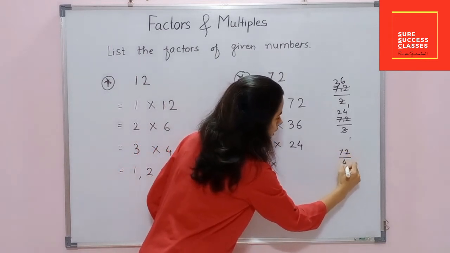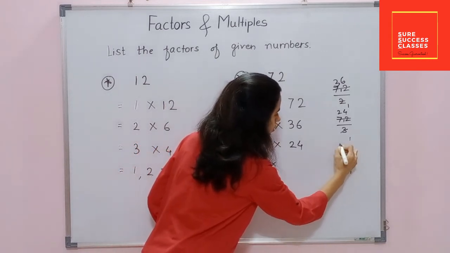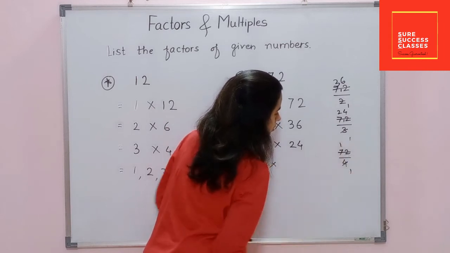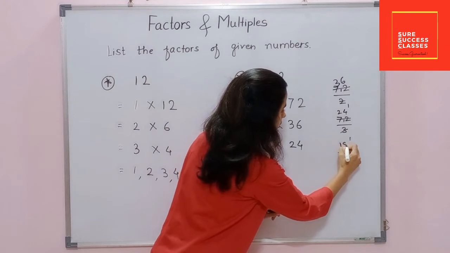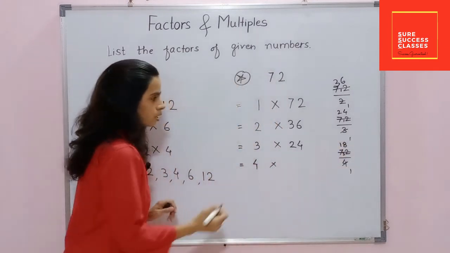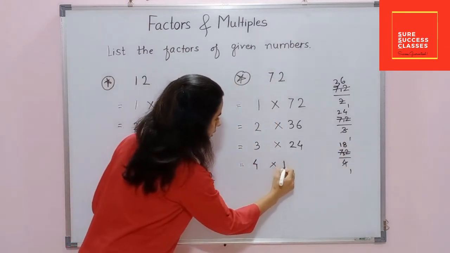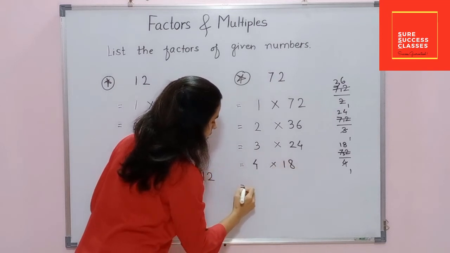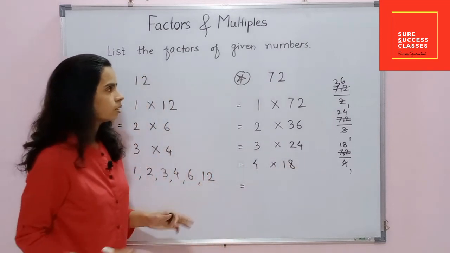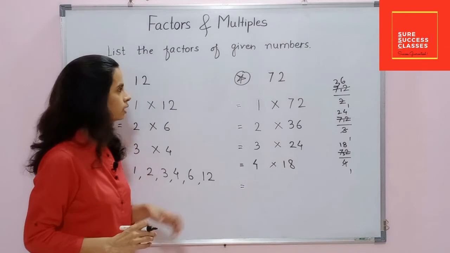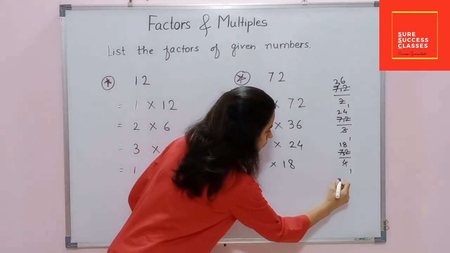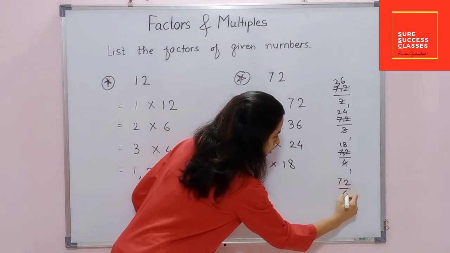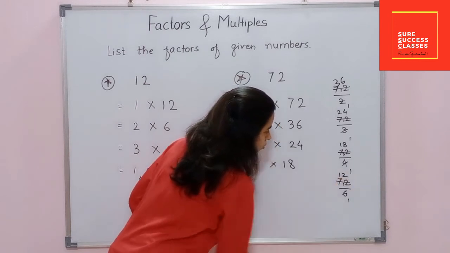72 divided by 4, 4 1s are 4, 4 2s are 8, means 4 1s are 4, 3 will remain, 4 8s are 32, means 18 into 4 we will get 72. Then in the table 5 we can't get 72, and then we will move to 6. 6 1s are 6, 1 will remain, 6 2s are 12.